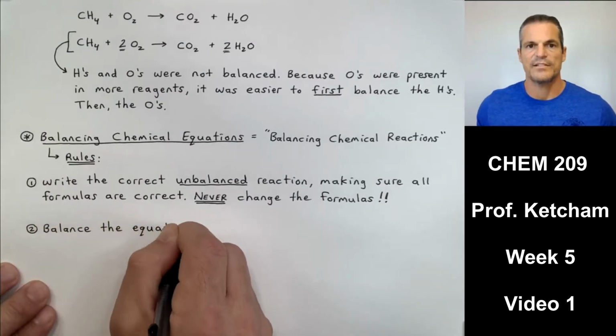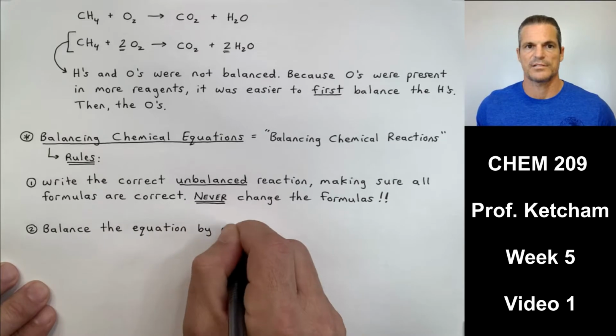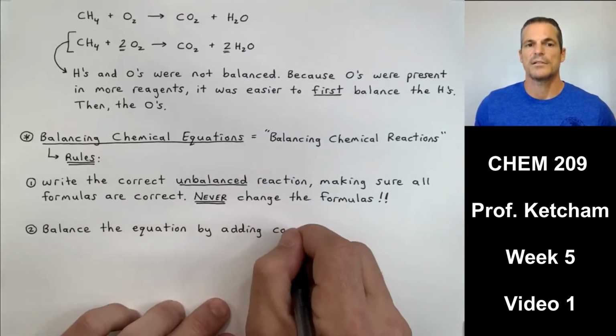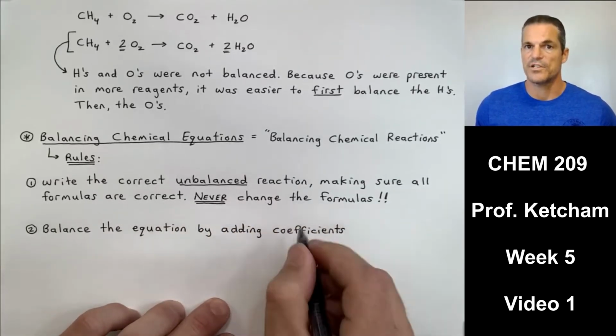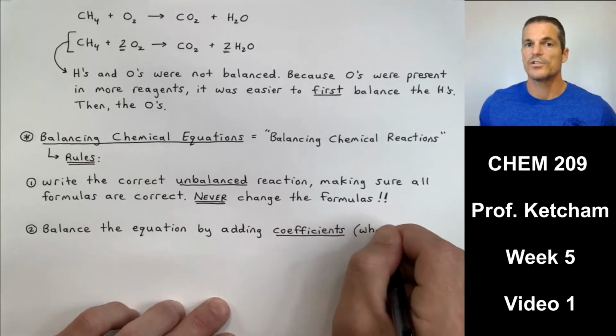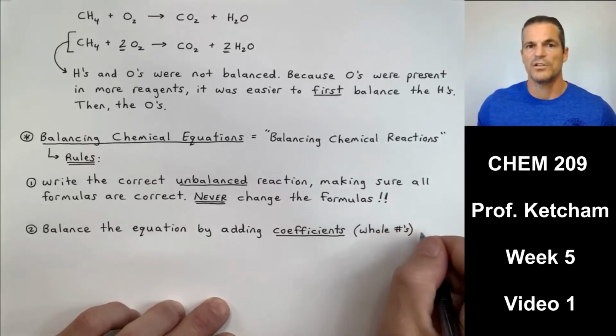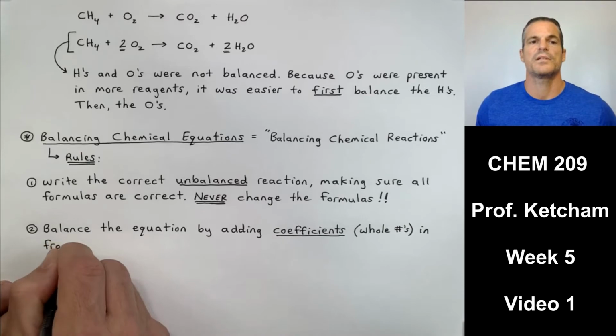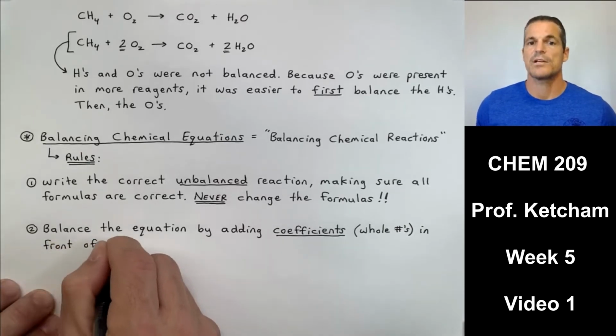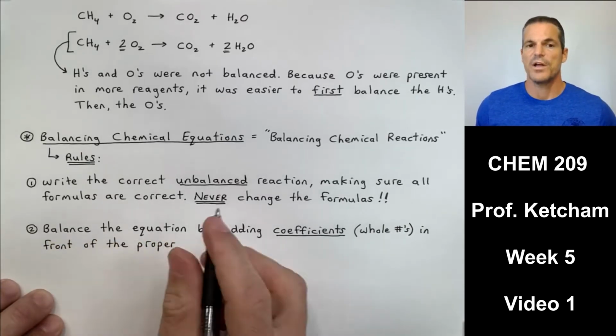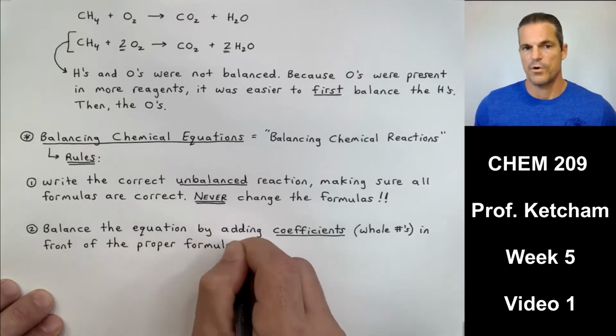And then once you have that down, you're never going to change the formulas. Rule number 2, balance the equation by adding coefficients. These are kind of large whole numbers. By large, I mean they're larger than the subscripts within the formulas. So balance the equation by adding coefficients in front of the proper formula or formulas.